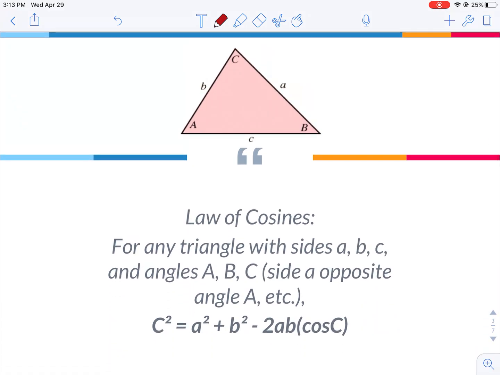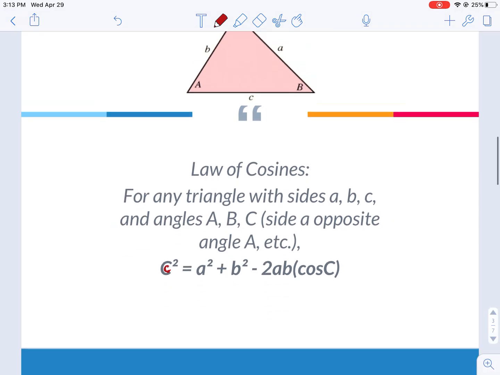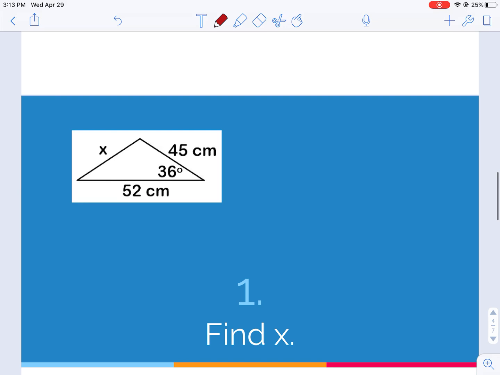So the law of cosines says for any triangle with sides ABC and angles ABC, where the angles are opposite the sides, and this should be a lowercase c, c squared equals a squared plus b squared minus 2 times a times b times the cosine of angle C. That's a lot. We're going to practice using it.